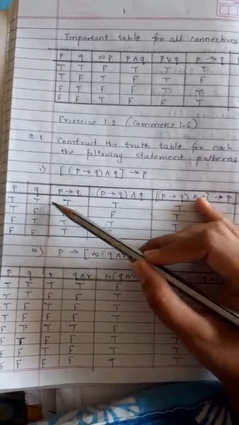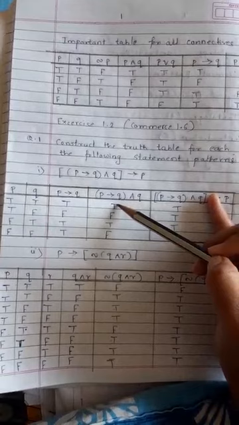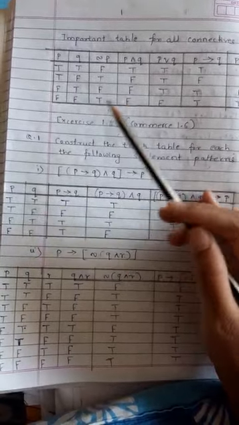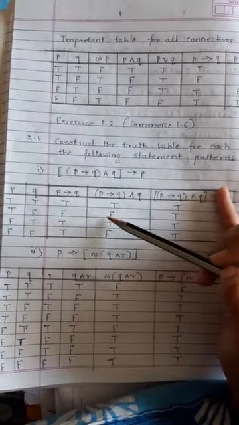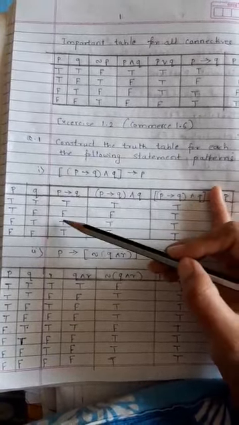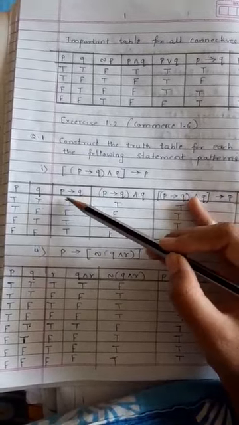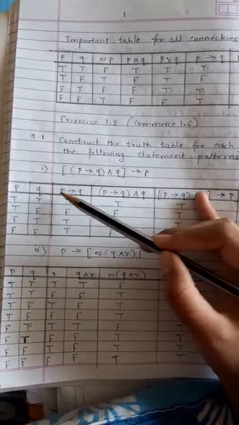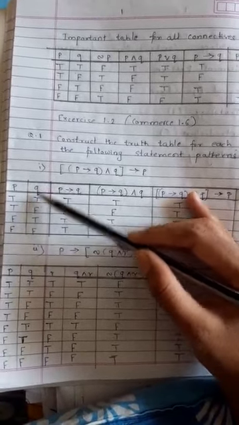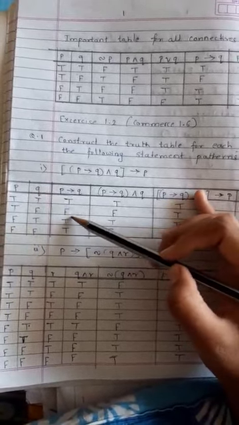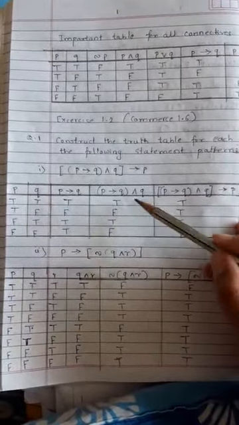So T and T is T from the truth table. F and F is F. T and T is T, and T and F is F. See students, we are going in this sequence only, because first is P implies Q and we are taking its and combination with this column Q. So T and T, F and F, T and T, and T and F. We are going in this pattern only.